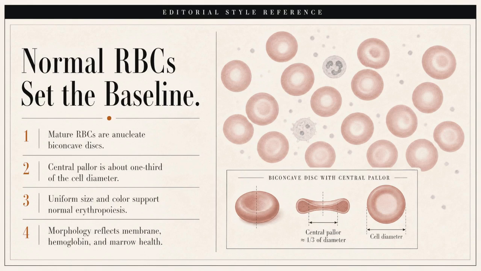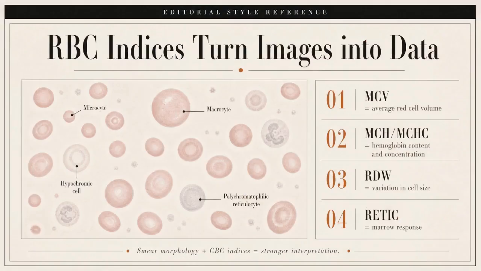Now, let's see how we quantify these visual observations. While the peripheral smear gives us visual information, RBC indices help quantify what we're seeing. The MCV, or mean cell volume, tells us the average red cell size, which is crucial for classifying anemias. MCH and MCHC reflect hemoglobin content and concentration, helping explain hypochromia. RDW, or red cell distribution width, estimates variation in cell size, which is useful when multiple processes are occurring.